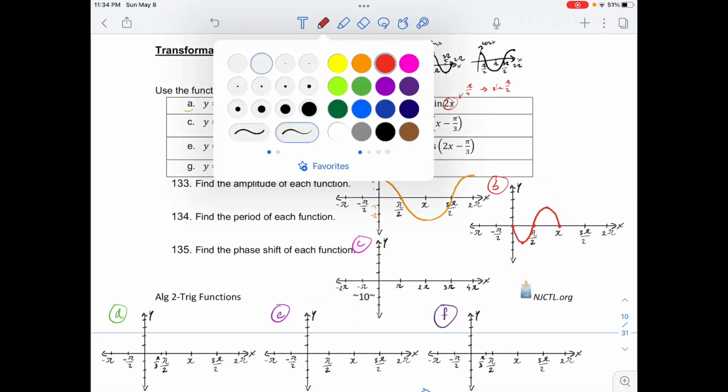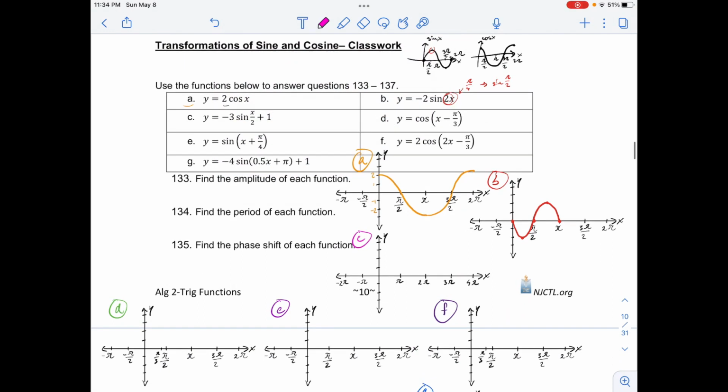For C, we have negative 3 sine x over 2 plus 1. So we're going to start at our origin, but moving it up 1, we have a shift of 1. Then our scale factor is negative 3, so we're going to be going in the negative direction for sine. And then we have a horizontal stretch of 2. So this means that we're going to look something like this, where we have amplitude as negative 1, negative 2.